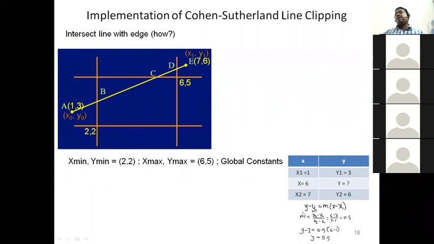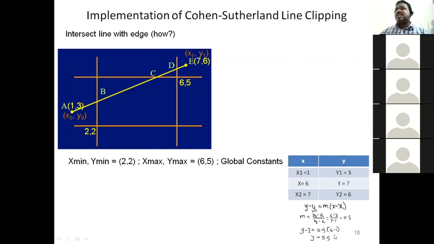Okay. So y minus y1 is equal to m into x minus x1 is the standard straight line formula. I am using this notation here, and m is the slope of the line. By knowing the starting point and end point, you can write m is equal to y2 minus y1 by x2 minus x1. This is equal to 6 minus 3 divided by 7 minus 1. You will get 0.5.